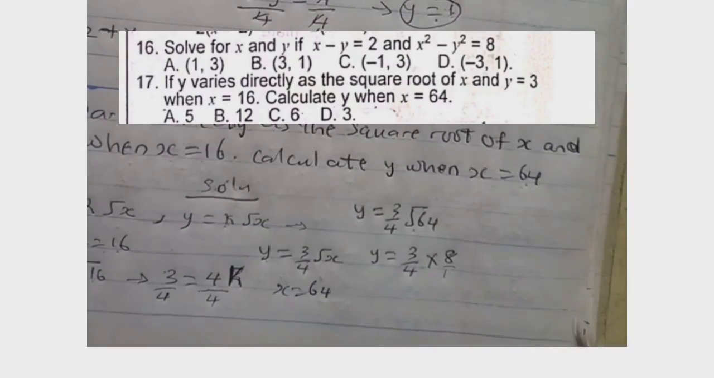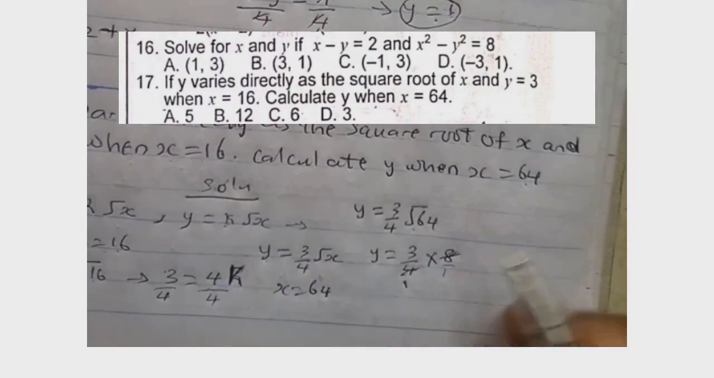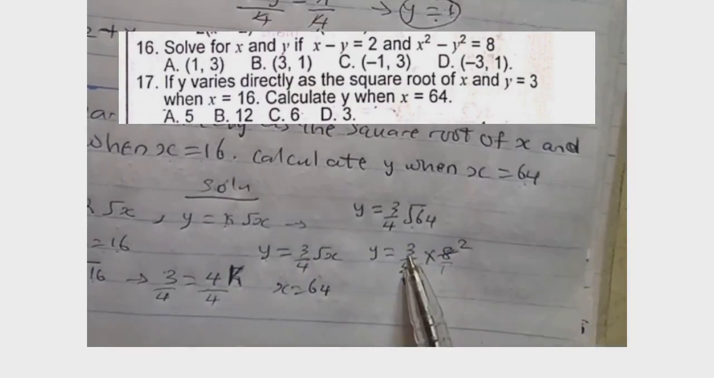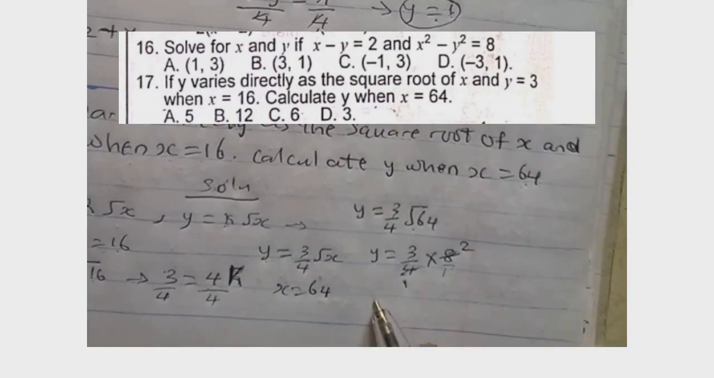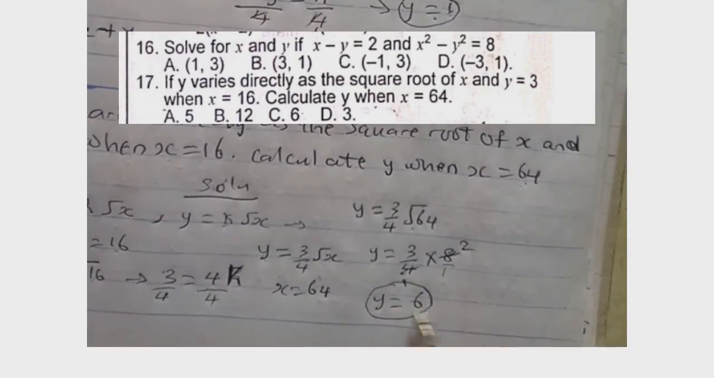Let's divide by 2 here. 4 divided by 2 gives us 2 here, and 8 divided by 2 gives us 4, so we have 3 times 2, that is 6. So our y is equal to 6. The answer for this one is y is equal to 6.